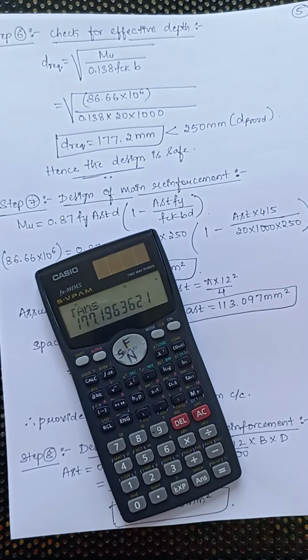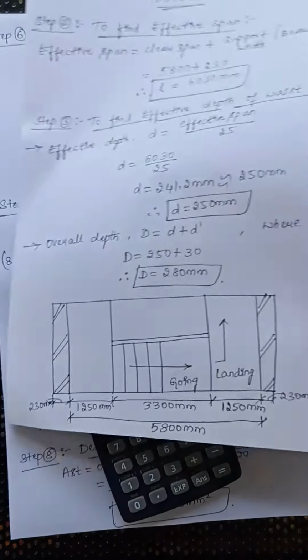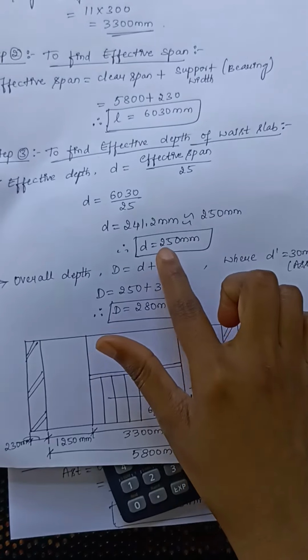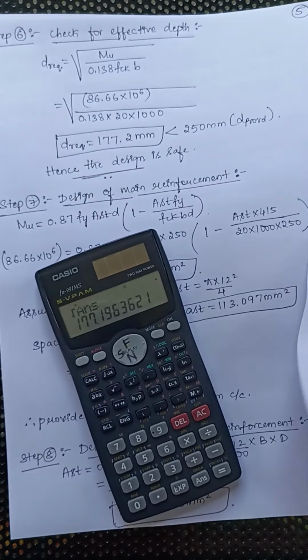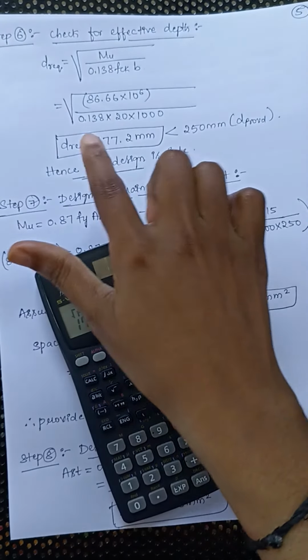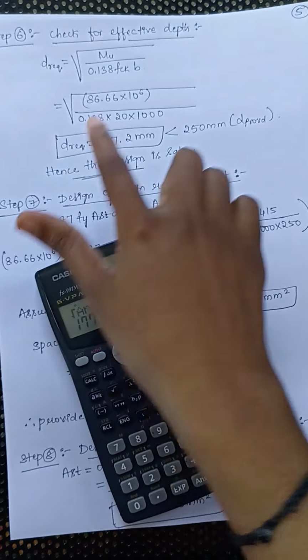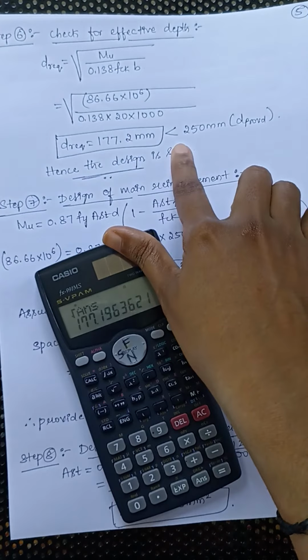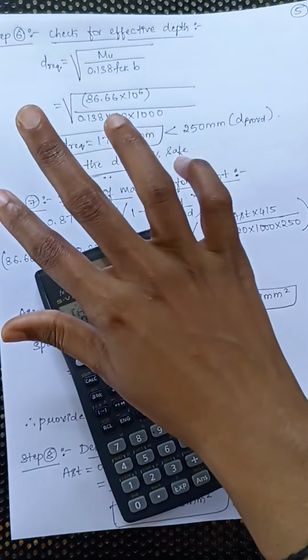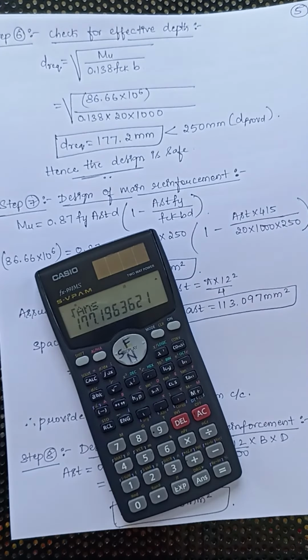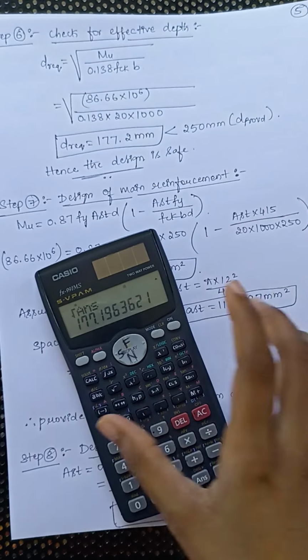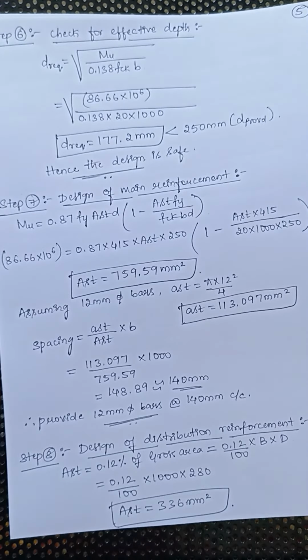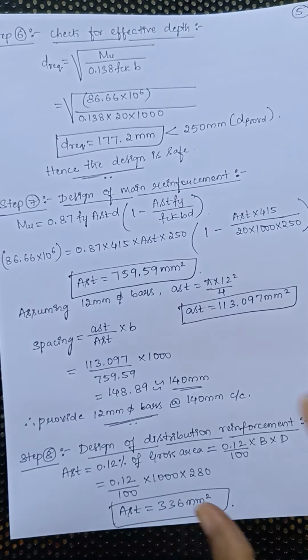Let us compare this with the depth provided in the earlier step. We have provided an effective depth of 250 mm, while the required depth of the slab is about 177 mm. We have provided more than that. If the provided depth is more than the required, then the design we have done so far is safe. That is how we check the effective depth. So that completes step number 6. Let us move to the next step.